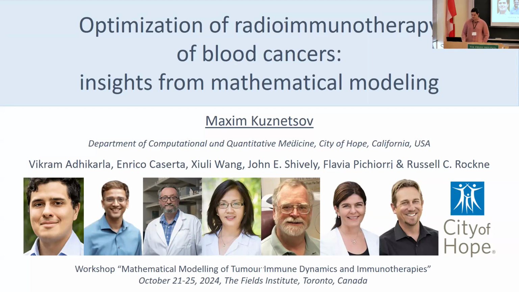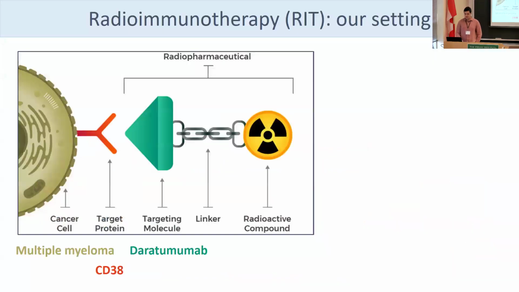Thank you for the opportunity to present the results of my work here today, which was performed in collaboration with these wonderful people. This work covers a quite specific type of immunotherapy, which is radioimmunotherapy, and I'm going to cover specifically the blood setting. This study is based on our mouse experiments on disseminated multiple myeloma, which is a white blood cell cancer resulting in about 100,000 deaths worldwide annually.